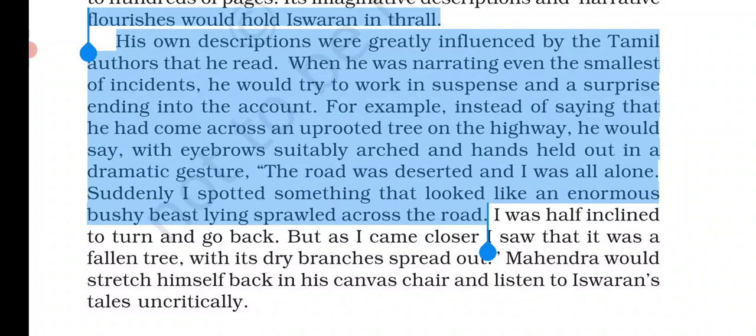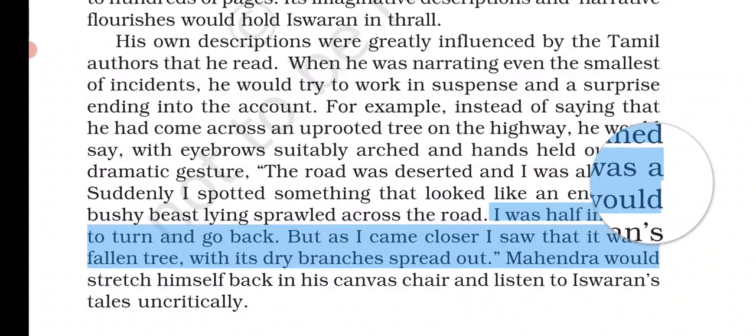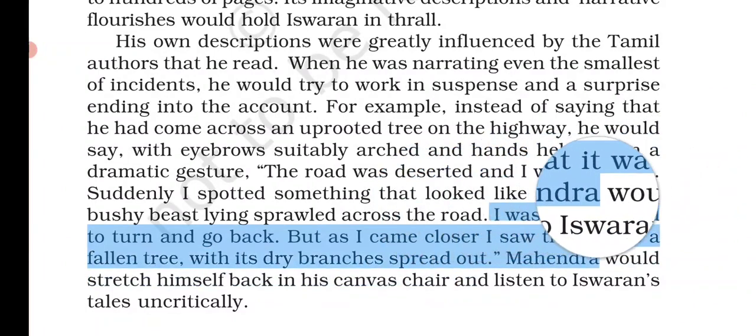And you could also see that whenever he narrates, he uses his facial expressions, because facial expressions add meaning and depth to the story that you're narrating, right? So he would use his expressions and bodily gestures to narrate it. He would say that he was all alone, the road was empty, and that's how he creates suspense in the reader's mind. And then suddenly what happened? He saw a huge beast lying across the road, right? I was half inclined to turn and go back, but as I came closer, I saw that it was a fallen tree with its dry branches spread out.